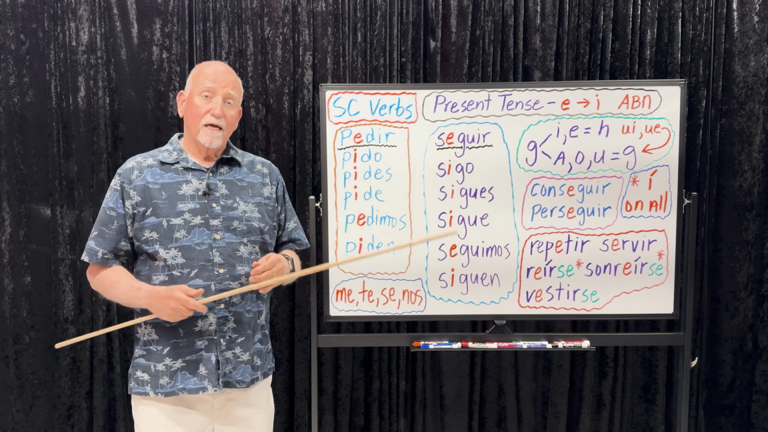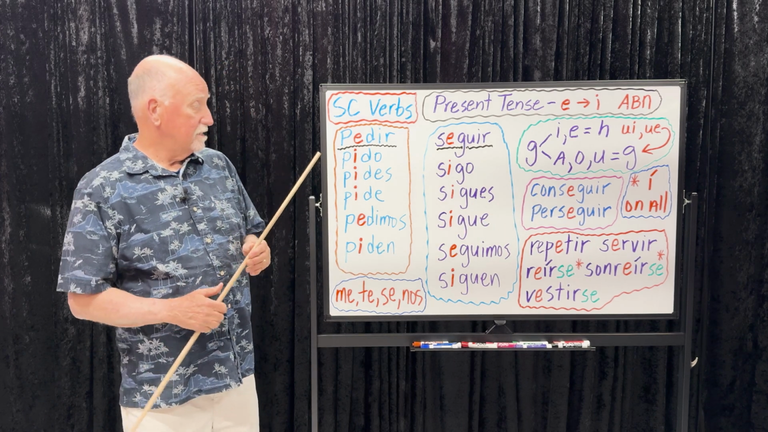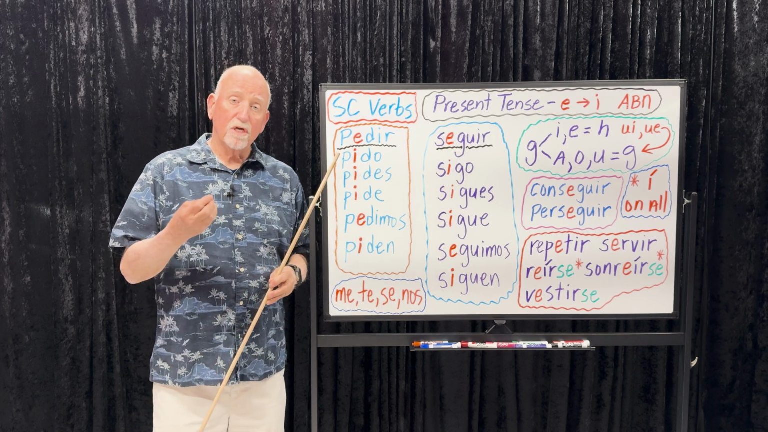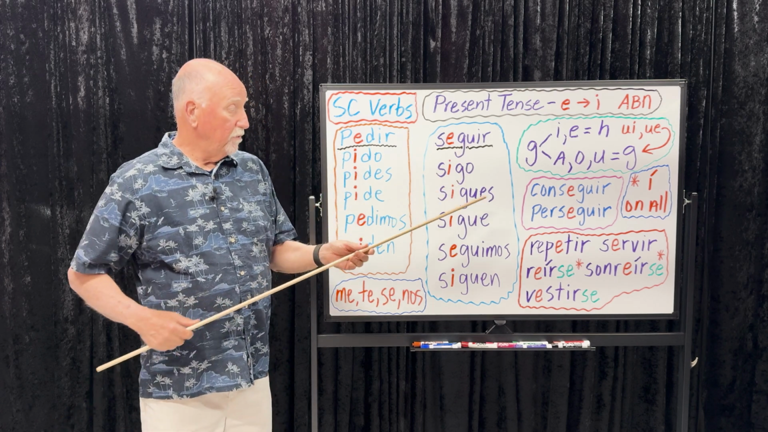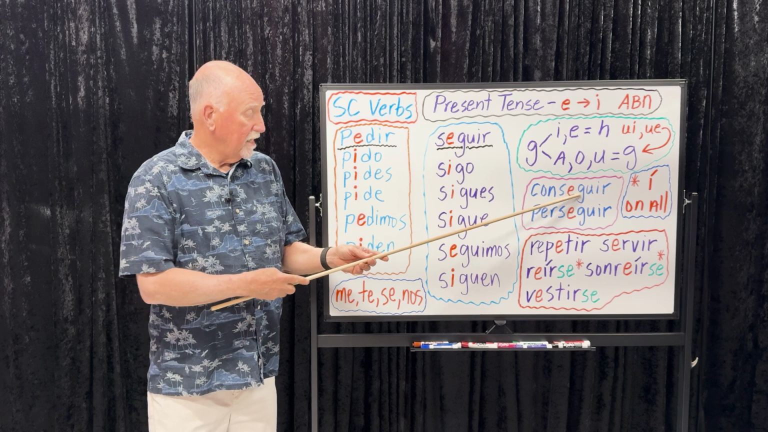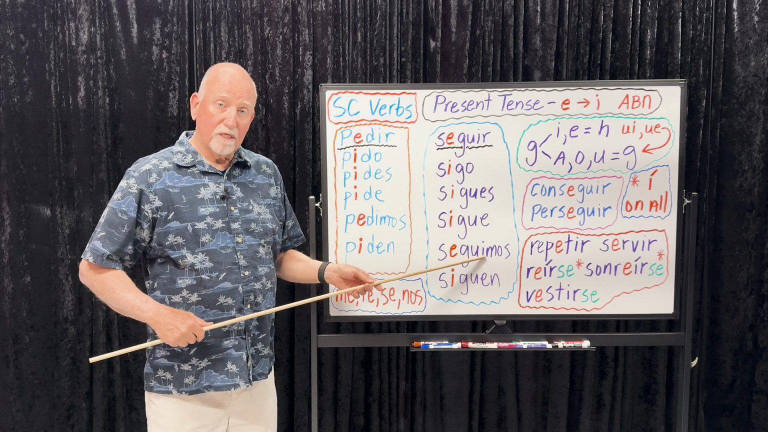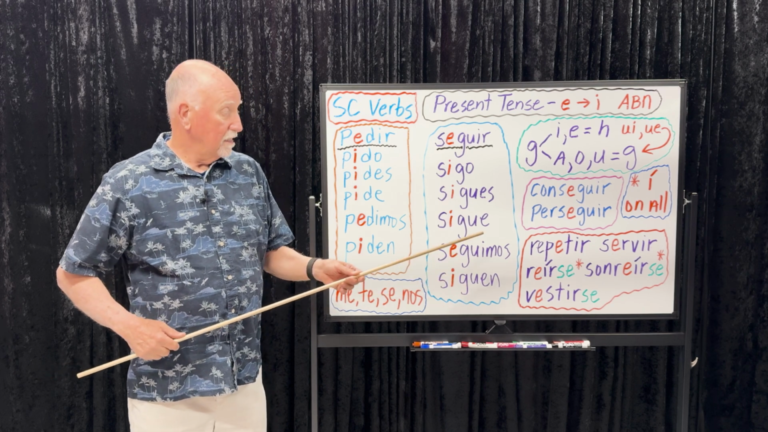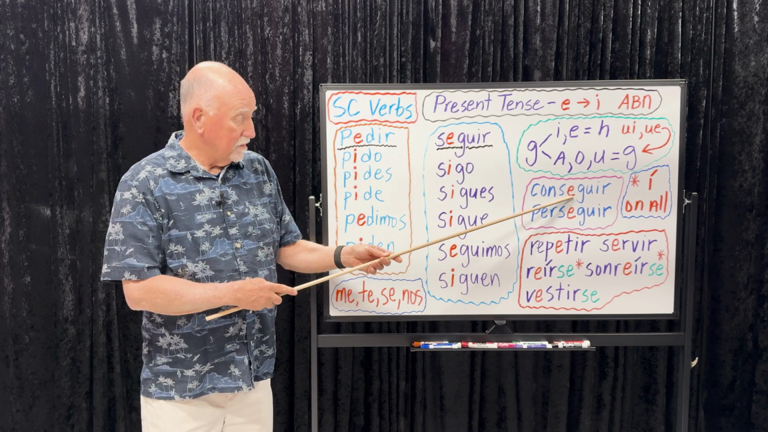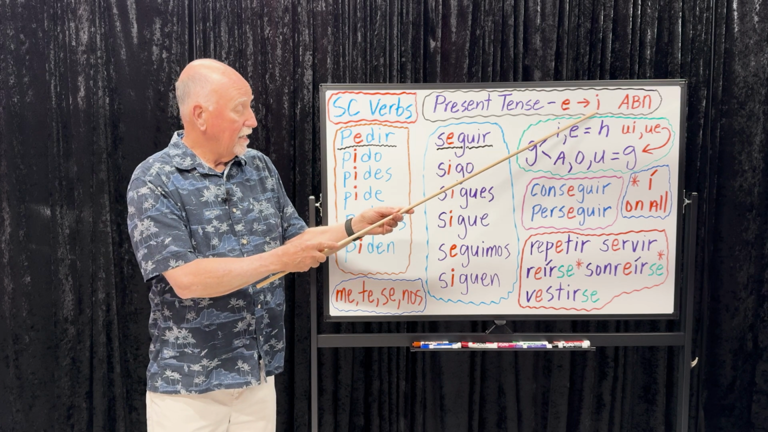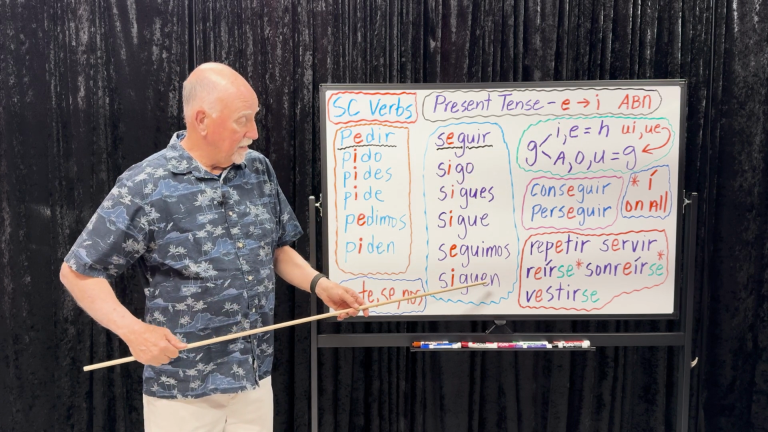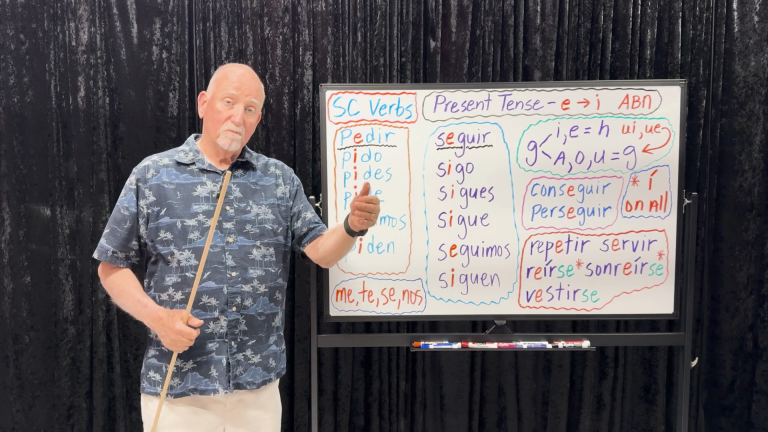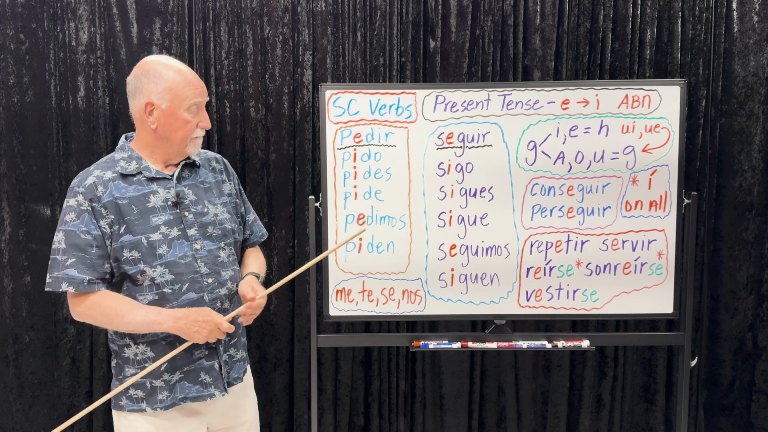Conseguir is, if I want to say I get the tickets, I'd say yo consigo los boletos. We get the tickets would be conseguimos los boletos. The girls get their own tickets. Las muchachas, okay, we're going to change that E to I, and then we're going to add the U-E-N. Las muchachas consiguen sus propios boletos, their own tickets.